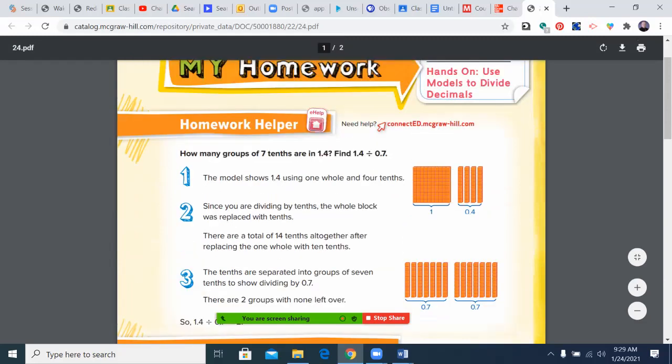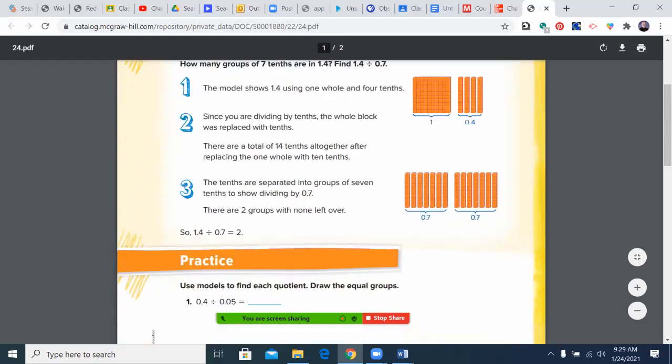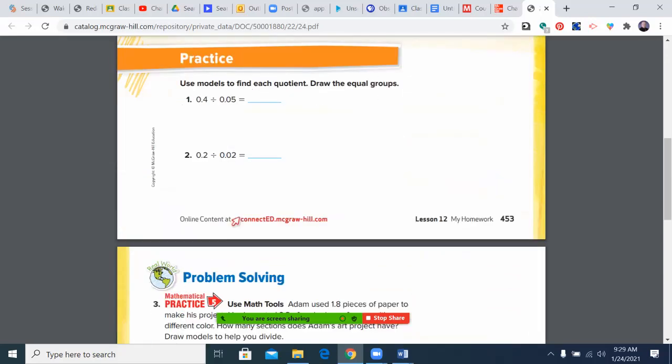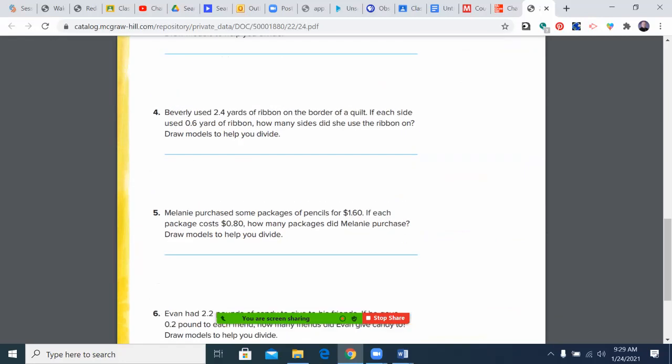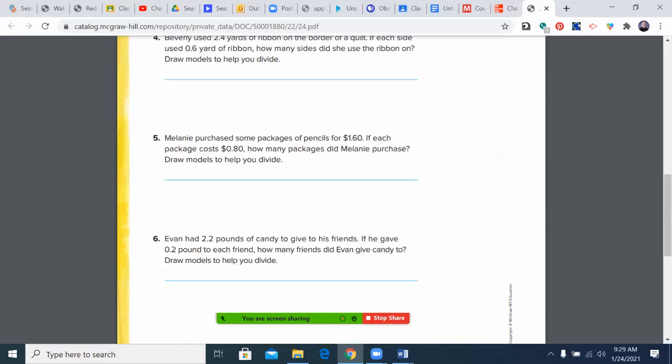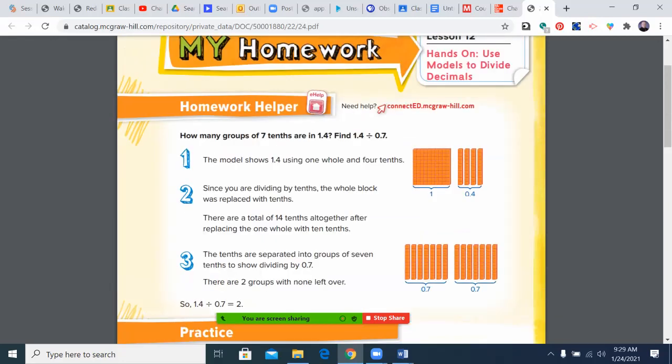I always look at the homework helper first, as it's a quick review of what we just talked about. You should draw the models for numbers 1 and 2, 3, 4, 5, and 6. And then we'll come back and go over it tomorrow.